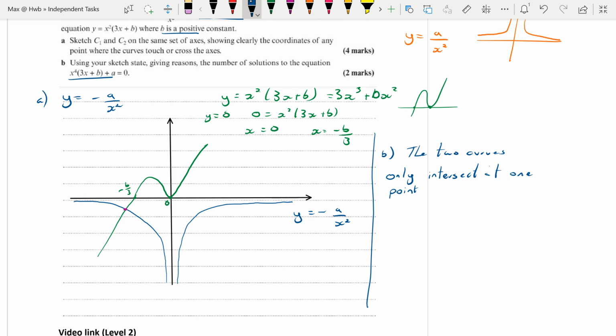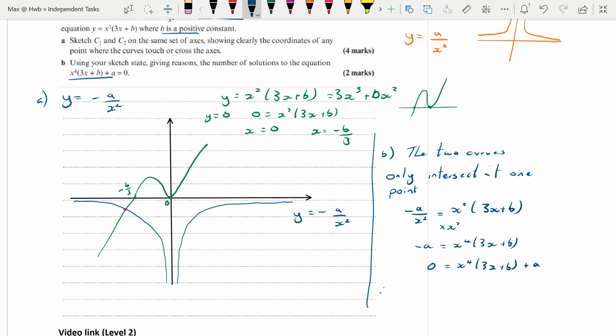So I've got minus a over x squared is equal to x squared then 3x plus b. And I'm going to slowly make it look like the equation. So I'm going to firstly times by x squared. That's going to get rid of the denominator over here. So I've got minus a is x to the power of 4 and then 3x plus b. And I'm going to add on my a. So I've got 0 is x to the 4 and then 3x plus b, plus a. So that's when they're going to be equal to each other.